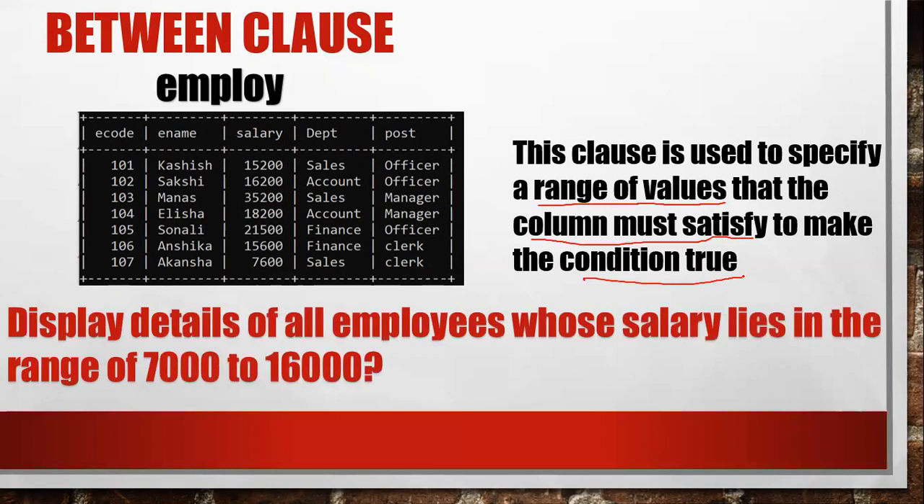Suppose we have given the question as display details of all employees whose salary lies in the range of 7,000 to 16,000. So it means we want to view the record of those employees whose salary belongs to the range of 7,000 to 16,000. So we can see also over here that Kashish record lies in that range. Okay, then Anshika record lies in that range, and Akansha record also lies in that range. So how we can extract those records whose salary lies in this range? So there are two ways for doing it.